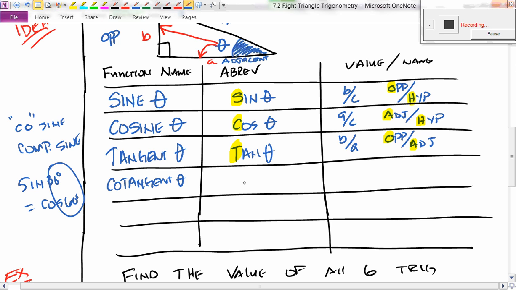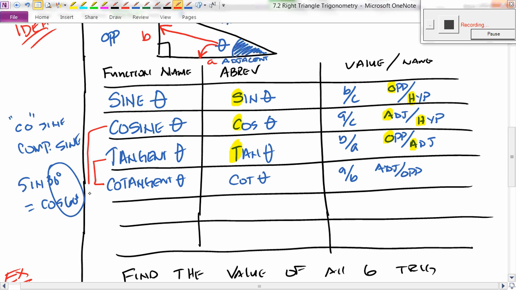So the abbreviation for cotangent is cot theta. Please do not say cot. Its value is just A over B, the reciprocal of tangent, so that would just be the adjacent divided by the opposite. You might want to take note that these two are reciprocals. That's the right way to say it. They're reciprocals.